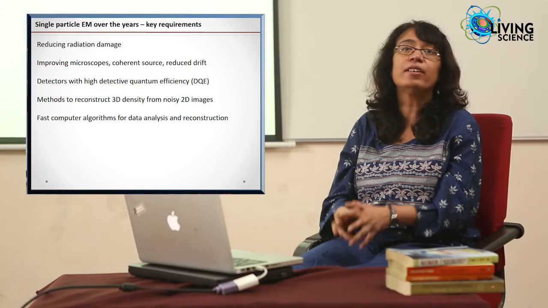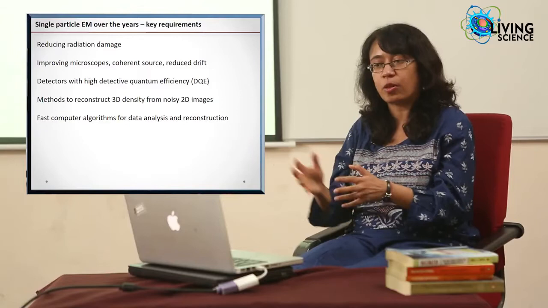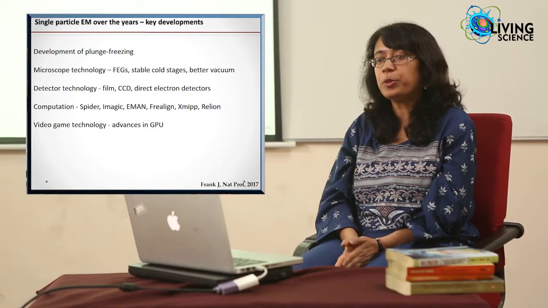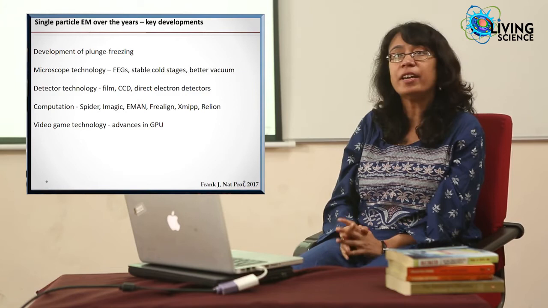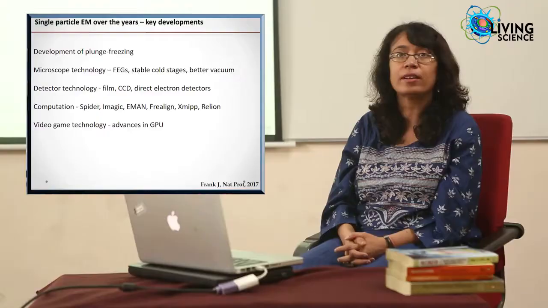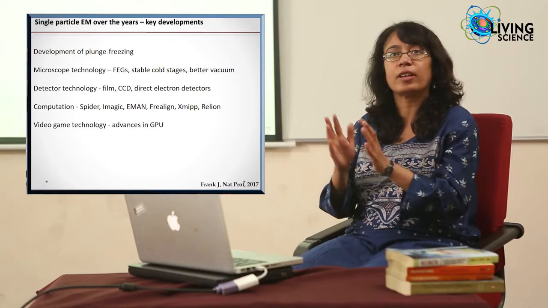And the challenge is also in the computational part of the work: how to process 60,000 or 70,000 such particles or noisy images to generate good 3D reconstructions, and faster algorithms, obviously, for analysis and reconstruction. So where we have come up to this point is that the development of plunge freezing started off cryo-electron microscopy. We have been able to develop very efficient microscopes with good detectors with high DQE, and advances in GPU have resulted in improvements in the computational part, so that it is possible to process a large data set and get a structure in a limited amount of time.